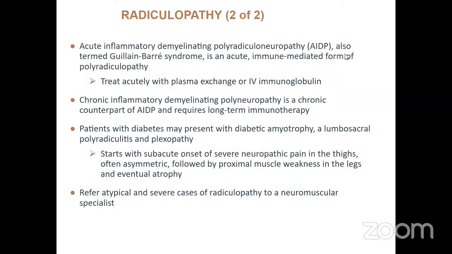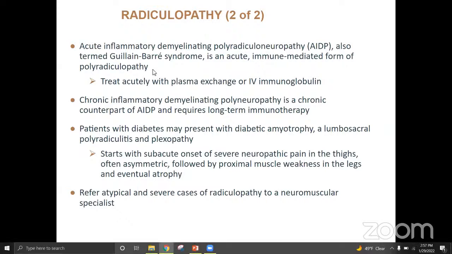There are two types of radiculopathy. The most common cause is acute inflammatory demyelinating polyradicular neuropathy, which is also termed Guillain-Barré syndrome, an acute immune-mediated form of polyradiculopathy. It mostly starts after a respiratory tract infection or diarrhea caused by Campylobacter jejuni, in which the antibody kills the bacteria as well as attacking our normal nerves. It can be treated with plasma exchange, which we call plasmapheresis, or with intravenous immunoglobulin.